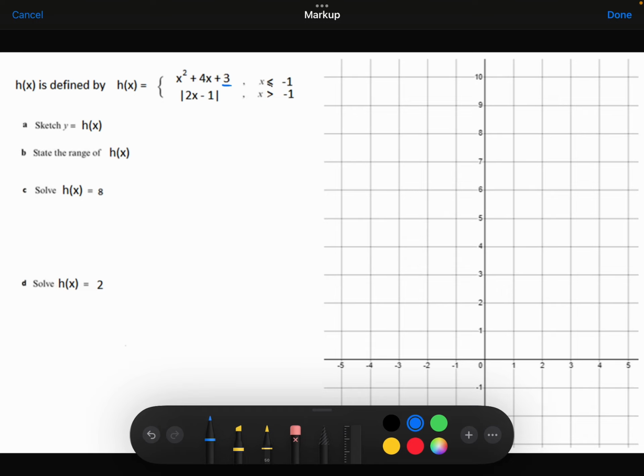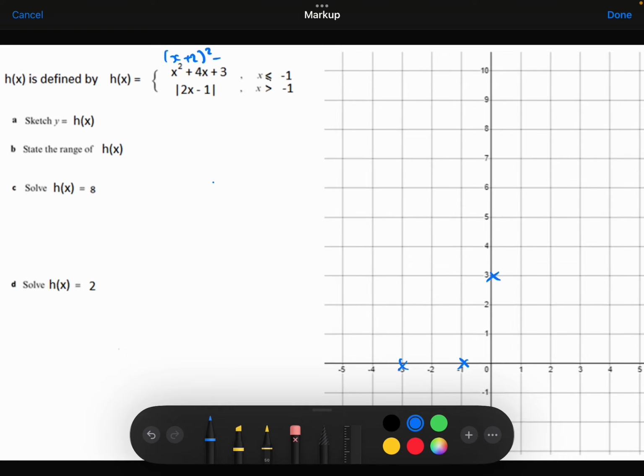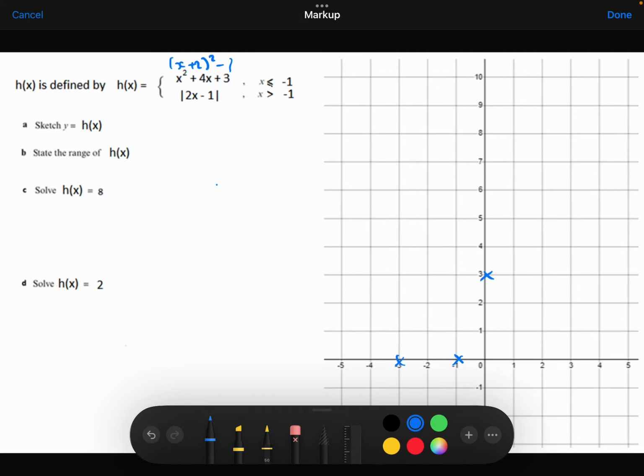I can see it's got a y-intercept of 3. Factorising, I'll get the roots. So factorising this, I'll get x plus 1, x plus 3. So I've got roots at minus 1 and minus 3. And if I complete the square, I'll get the turning point. So I would get a turning point of minus 1, minus 1. Sorry, minus 2. Minus 1. Minus 2 from here, minus 1 from here.